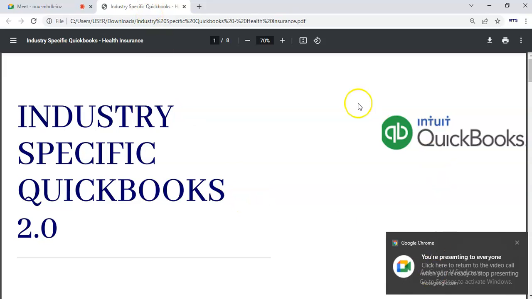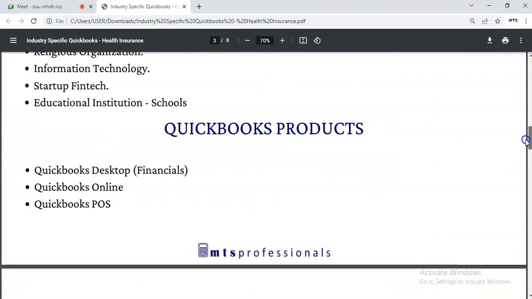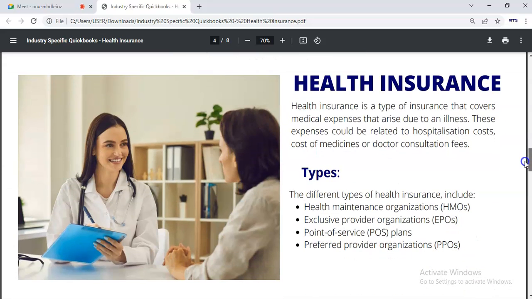So this is our work document, and this particular document will be shared with everybody at the end of this webinar. Like I said earlier, we are looking at health insurance. Before we go deeply into the accounting treatment of their uniqueness and some of their transactions, there's a need for us to at least have a brief about what this particular industry is about.